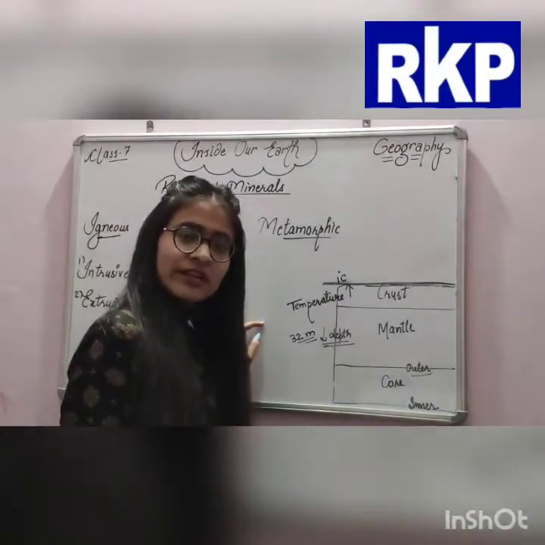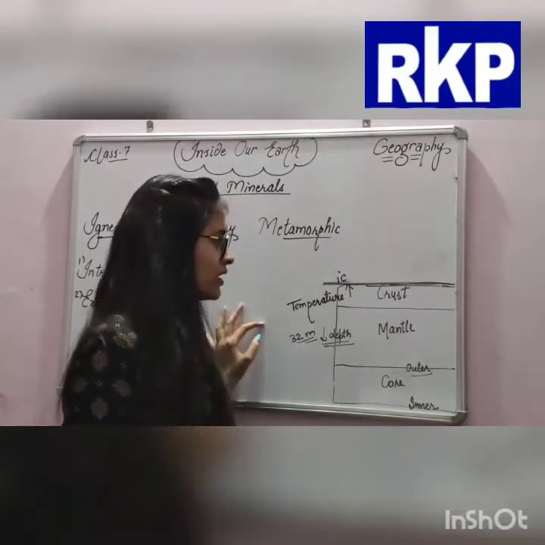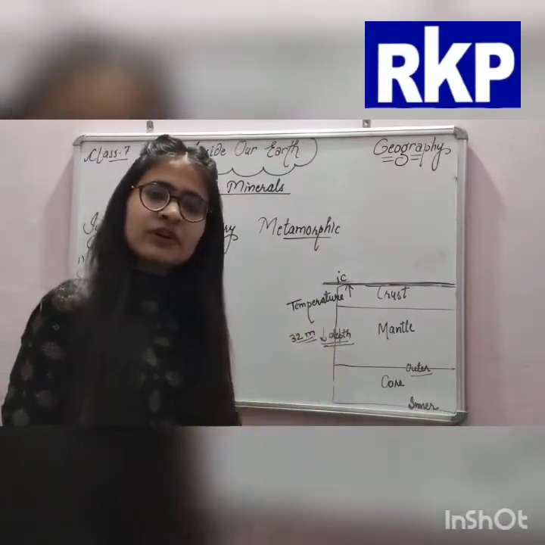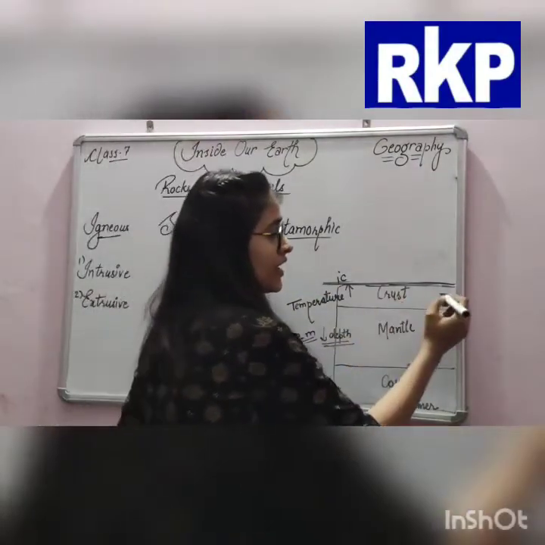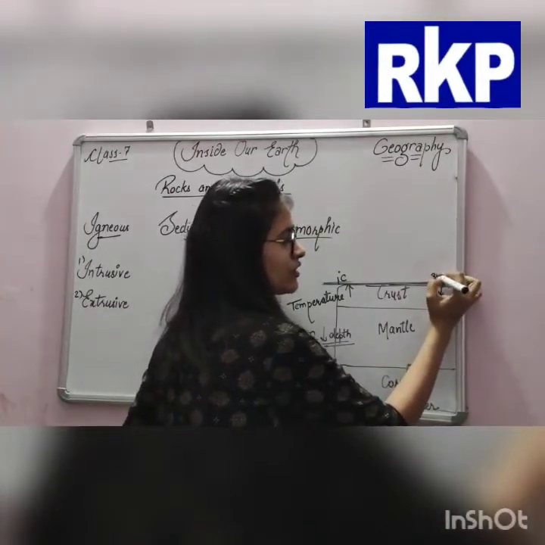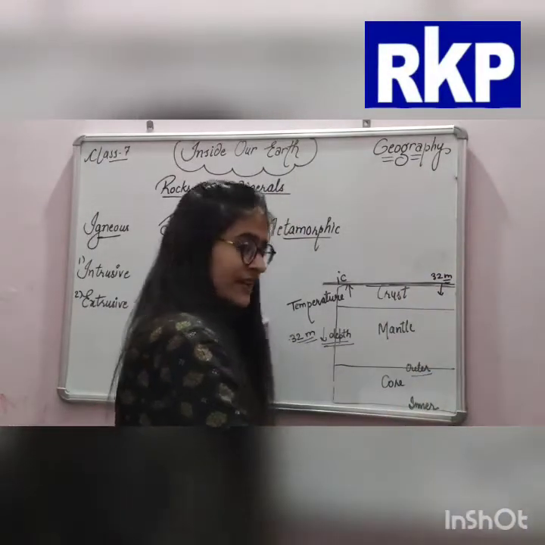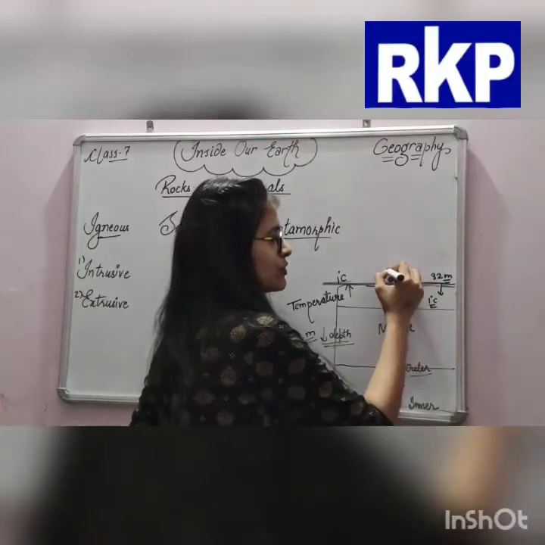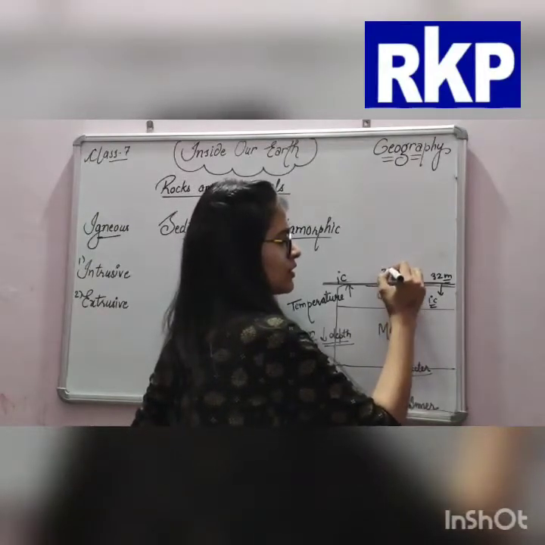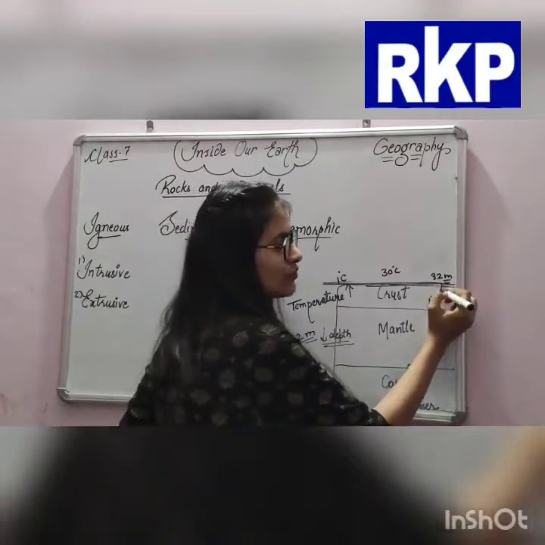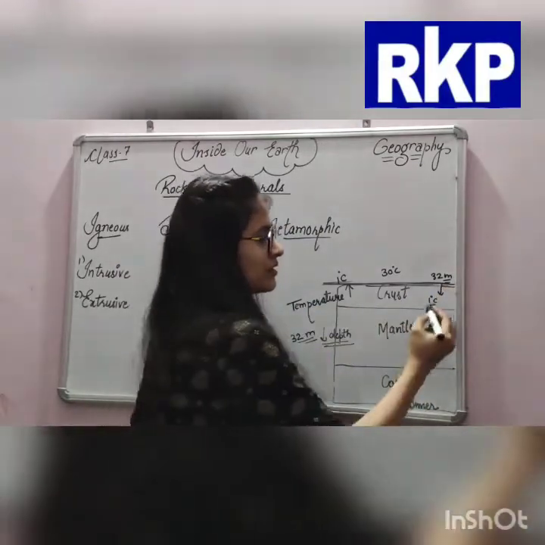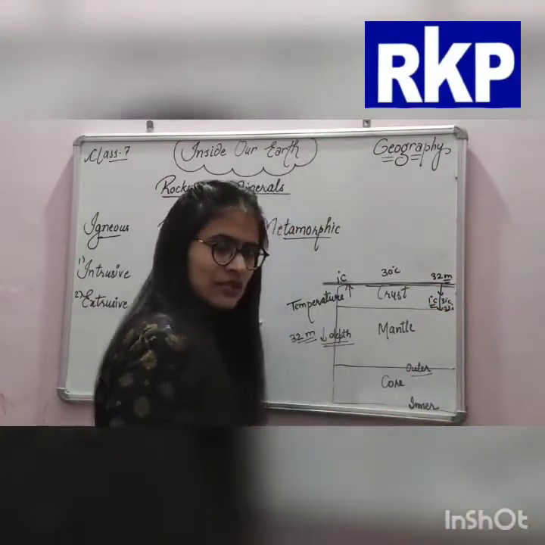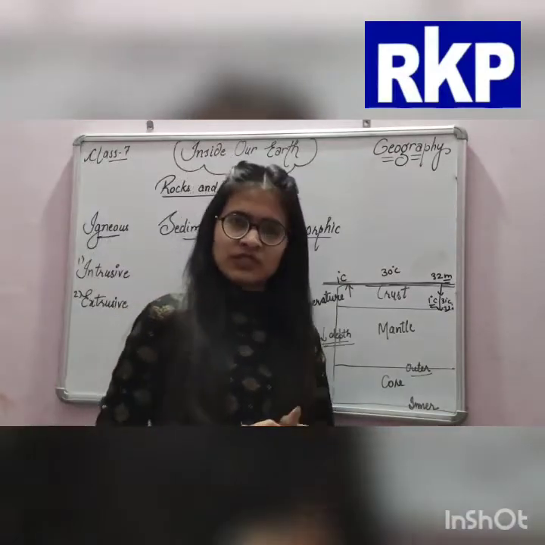One important fact that I'm going to share with you is, as we go deeper inside the earth, if we go 32 meters deeper, the temperature will increase 1 degree Celsius. Suppose here the temperature is 30 degrees Celsius. If we move 32 meters deeper inside the earth, there will be 31 degrees Celsius. 32 meters more, then there will be 32 degrees Celsius. Clear? I hope this is clear to you all.